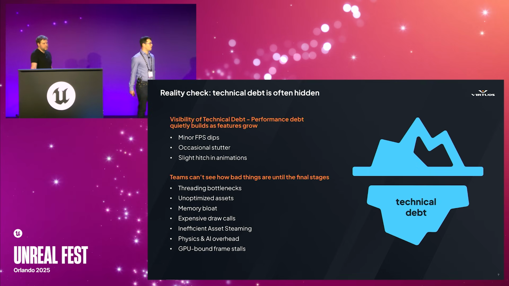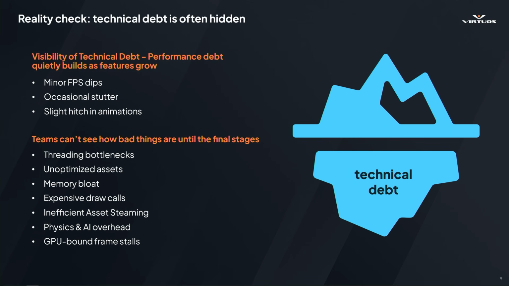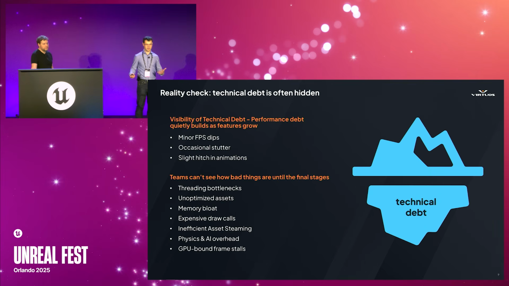So let's take an example. Production starts, features are filing in, you're getting deeper and deeper into production. There's new rendering tech, AI logic, reworks, maybe there's some production assets coming in, lots and lots of assets. There's that performance creep, but the debt remains hidden. It's underneath that glacier. There are minor FPS dips and stutters. These are all symptoms of the problem.